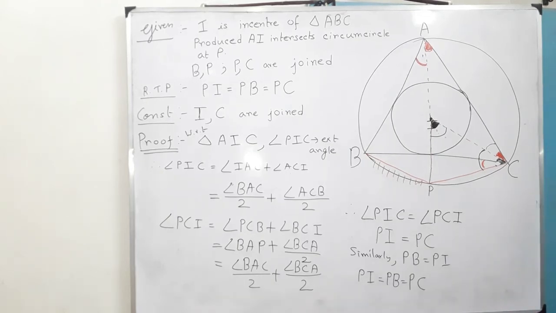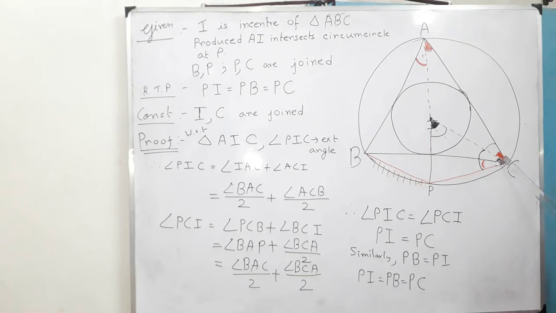I am repeating once more from the beginning. I is the incenter here. Whenever there is an incenter, if I join IC, it is the angle bisector. So IC and IA are both angle bisectors. That means these two are equal, and these two are equal. Now we have to prove that PI equals PC equals PB. So our first objective is to prove PI equals PC.